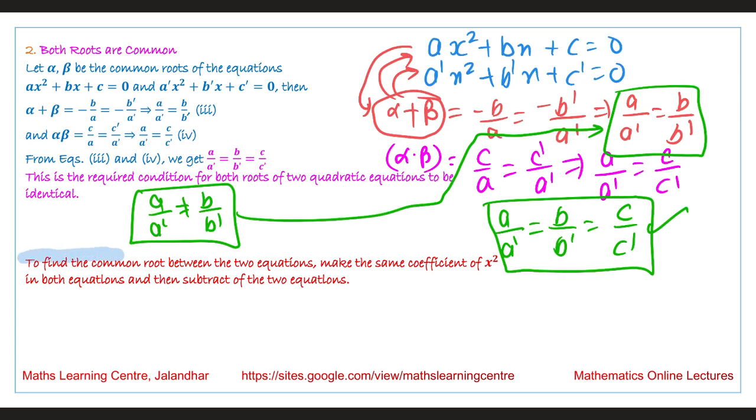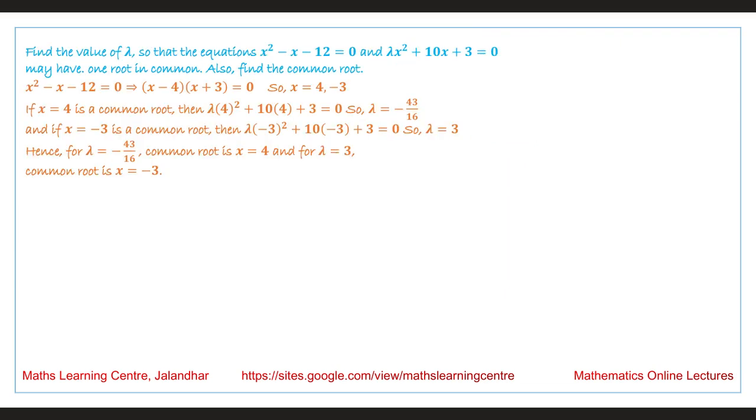To find the common root between two equations, we have to make the coefficients of x² in both the equations equal, and then subtract the two equations, and hence we obtain the common root between the two quadratic equations. Now the next question: find the value of lambda so that these two equations may have one root in common, and we have to find that common root.